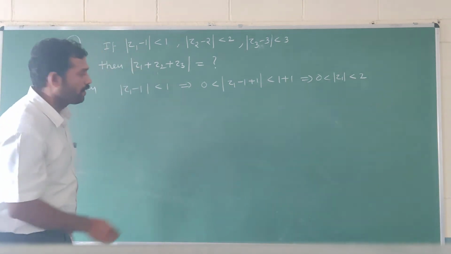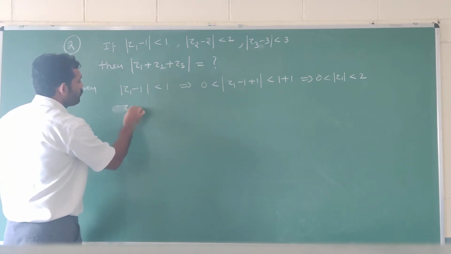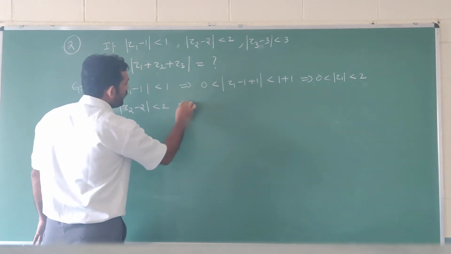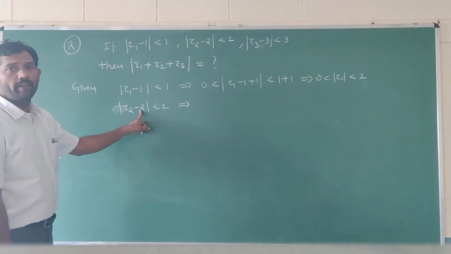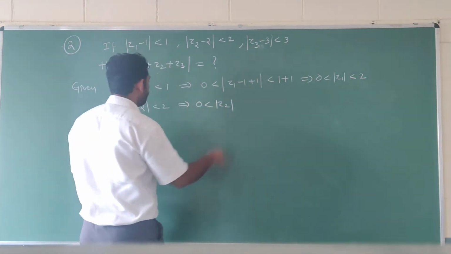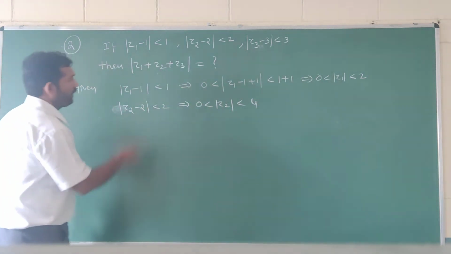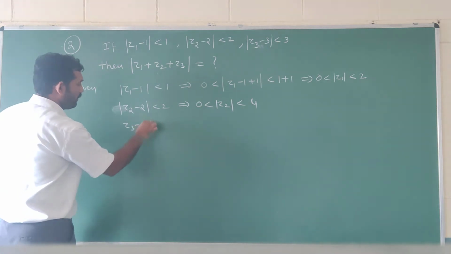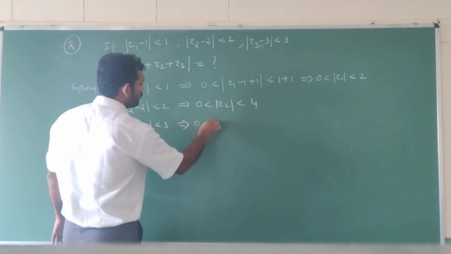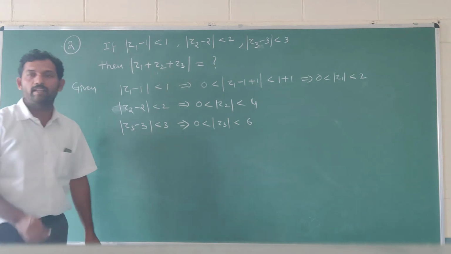So similarly you write the remaining values. What is the second one? Modulus of z2 minus 2 less than 2. So adding 2 here, we get 0 less than modulus of z2 less than 2 plus 2, that is 4. Similarly, modulus of z3 minus 3 less than 3 implies, adding 3 on both sides, modulus of z3 less than 3 plus 3, that is 6.